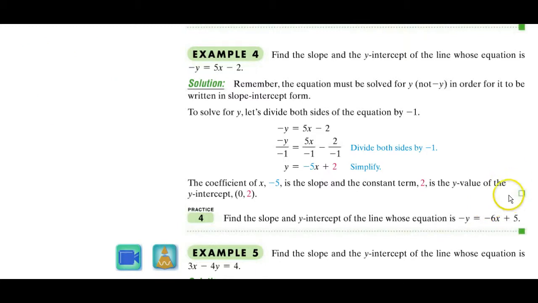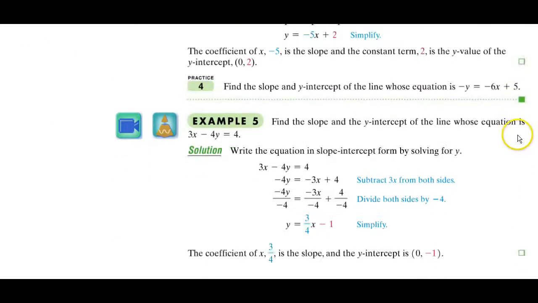Now, moving on to example 5. Now, we see an equation that looks like this. 3x minus 4y equals 4. This is in standard form. So how can we pick out the y-intercept and the slope when it's in standard form? Well, the answer is you solve for a positive y.